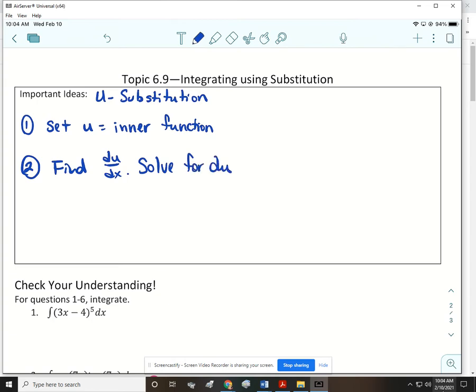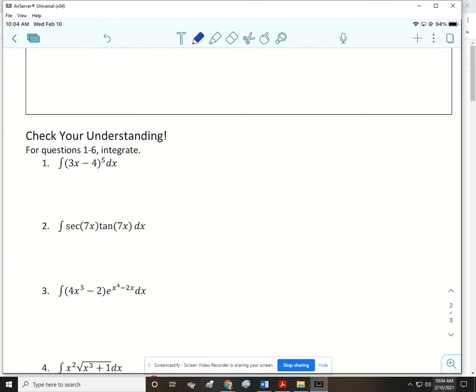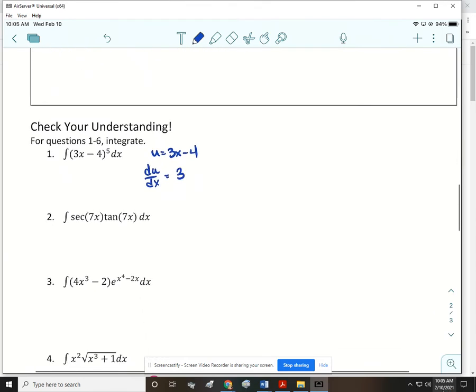All right, so let's do these steps as we write them. So looking at number 1, the first thing you would do is figure out what the inner function is. So the inner function is going to be the 3x minus 4. Right? And then du dx is the derivative of that. So that's going to be 3. And then to solve for du, we're just going to multiply by that dx.